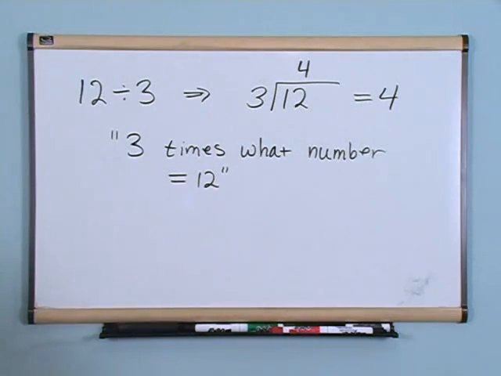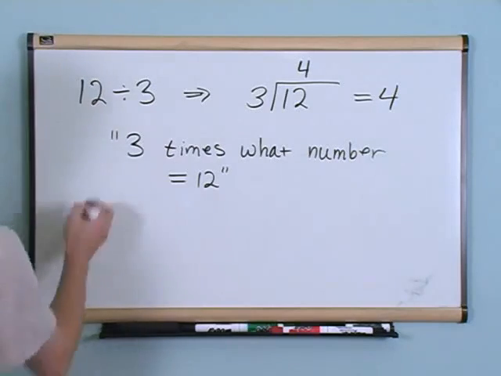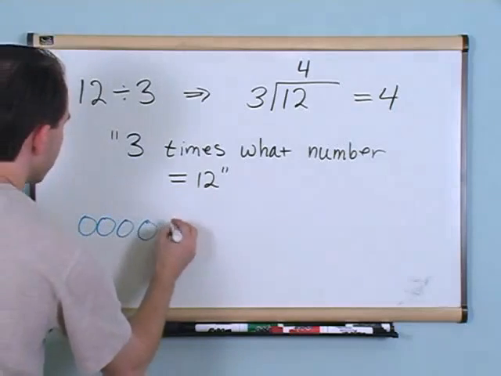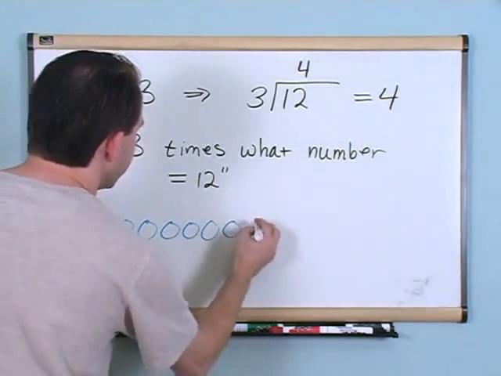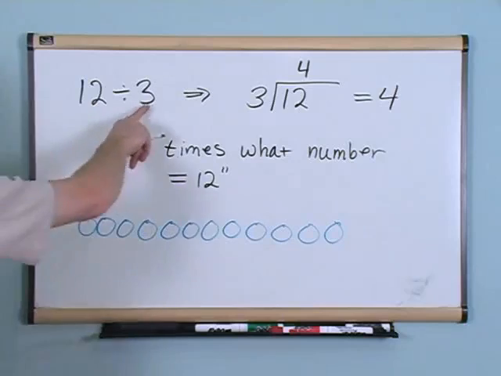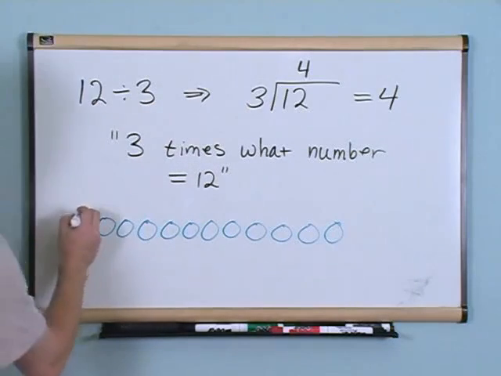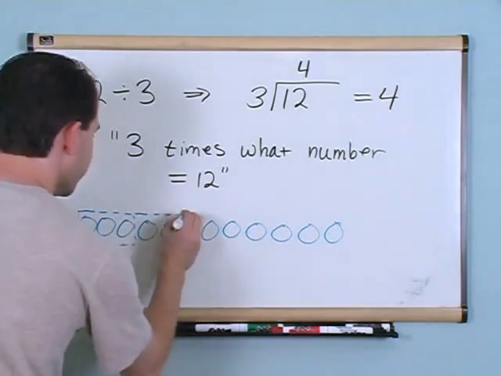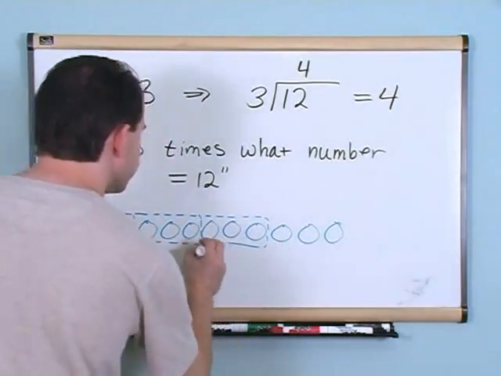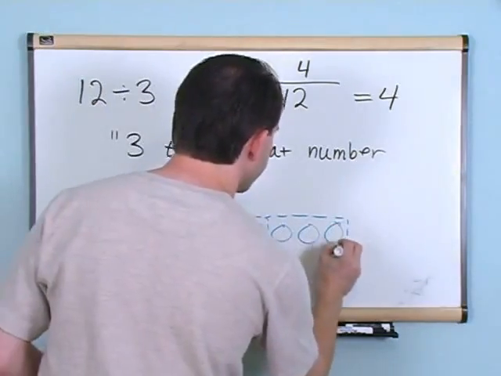Now that we have the answer, now that you understand what the answer is, let's go ahead and see how to do that by drawing circles, okay? We need to draw 12 circles. 1, 2, 3, 4, 5, 6, 7, 8, 9, 10, 11, 12 circles. And we're dividing by 3. So we want to make a group of 3 here. There's a group of 3. Want to make another group of 3 here. We want to make another group of 3 here. And want to make another group of 3 here.